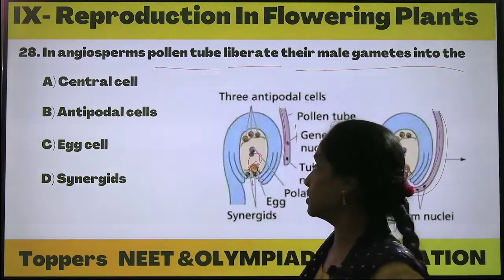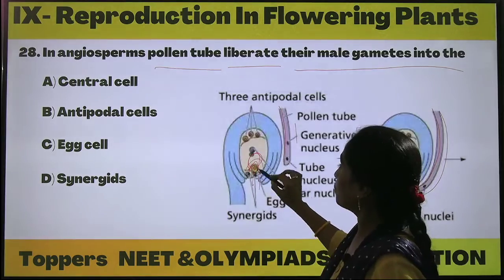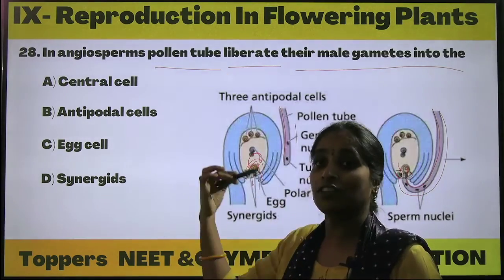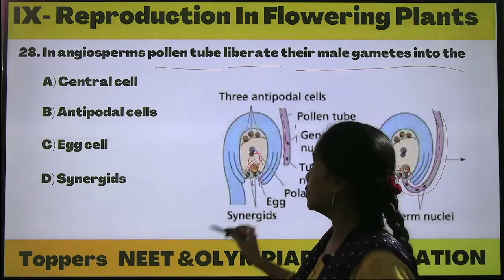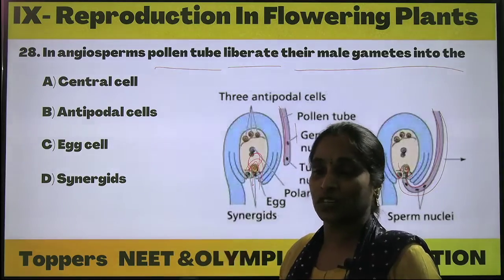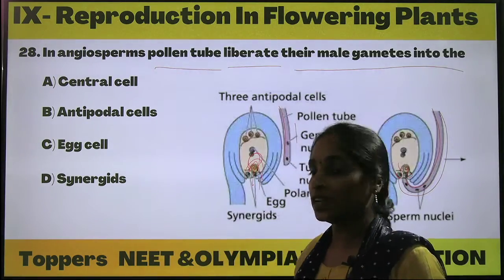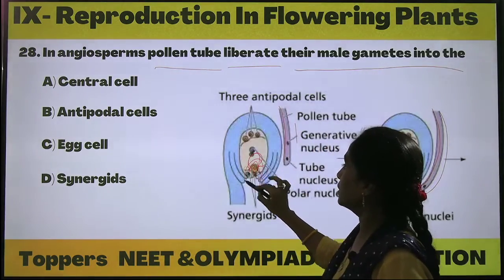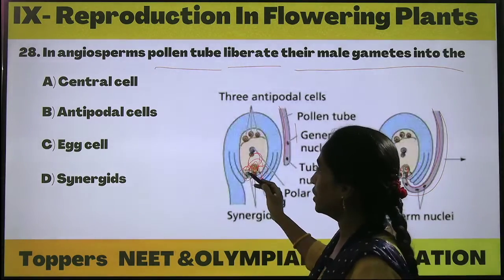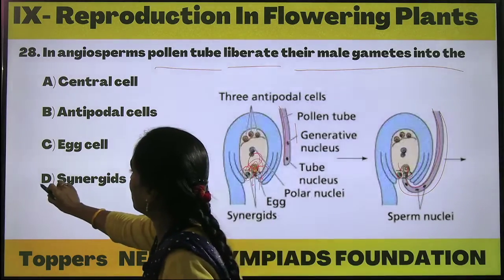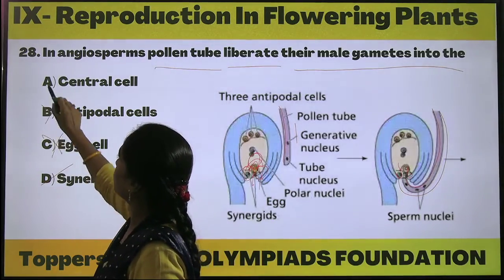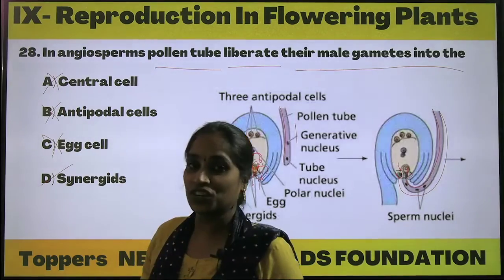In the same process, the first sperm cell of the pollen tube has to reach the egg cell and then fuse with the egg cell. Okay, so the movement of the protrusion only up to the egg cell of the first sperm cell is maintained by the cytoplasm and the chemicals present in the synergids. So it is being maintained by the synergids, not by the egg cell, not by the antipodal cells and not by the central cell.